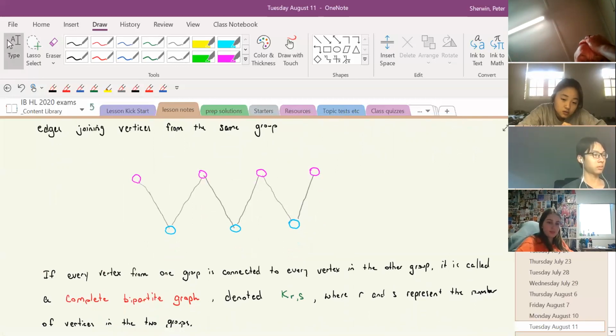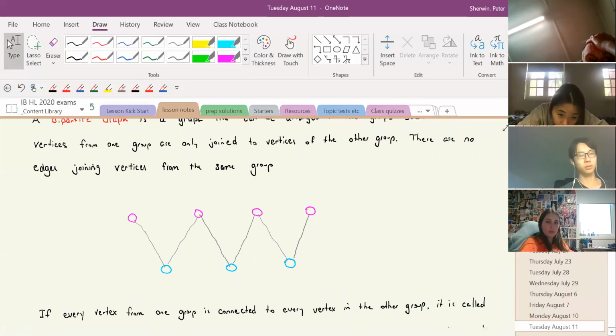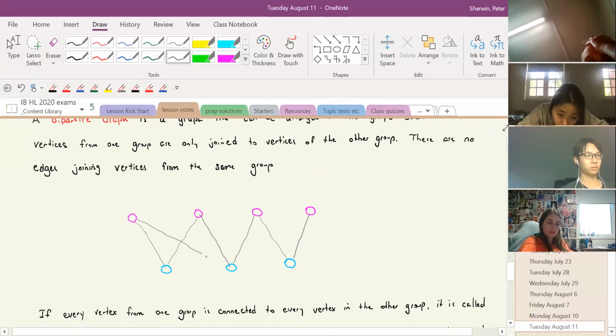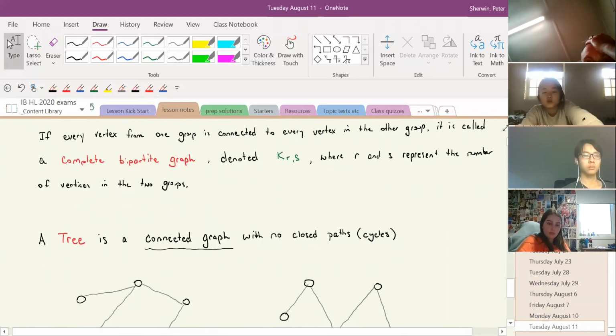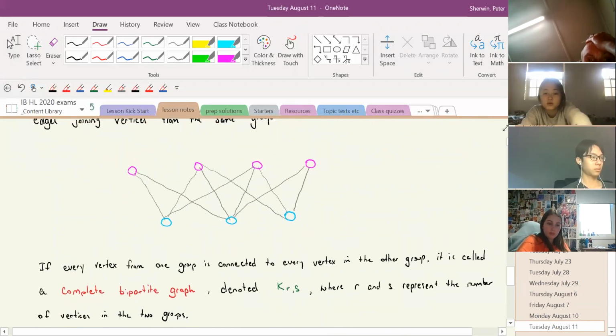If every vertex from one group is connected to every vertex in the other group, it's a complete bipartite graph. So this is not, but it's complete if every vertex in this group connects with every vertex in this group. So I would also need to add this and this, and what else? This and this. That would be complete. Don't you have to connect the one on the edge to the other one on the edge too? Did I miss one? Oh, this one to this one? Yeah. Thank you.